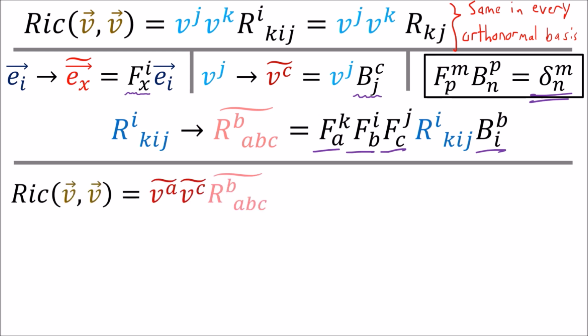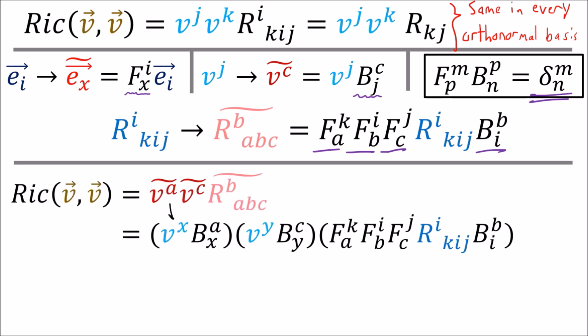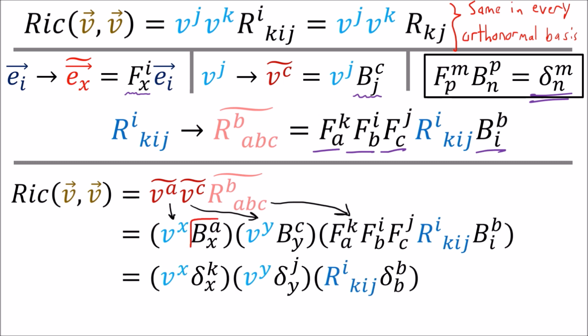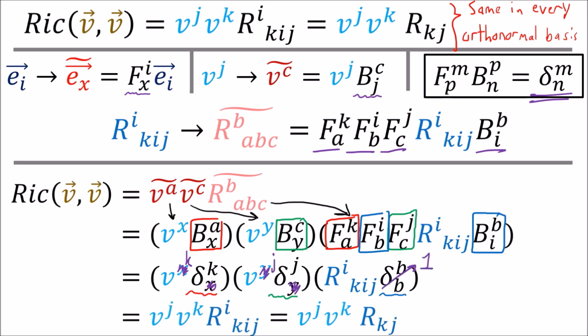And if we compute the Ricci curvature in the new basis and expand everything out, this B and this F cancel to a Kronecker delta, this B and this F cancel to a Kronecker delta, and this B and this F cancel to a Kronecker delta. And by the Kronecker delta cancellation rules, this becomes a k index, this becomes a j index, and this becomes a 1. So you can see that we get the same result we originally had, even though we're using a different orthonormal basis. So the answer doesn't depend on our choice of orthonormal basis.